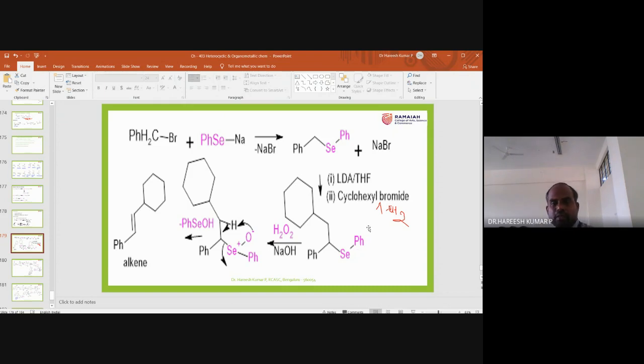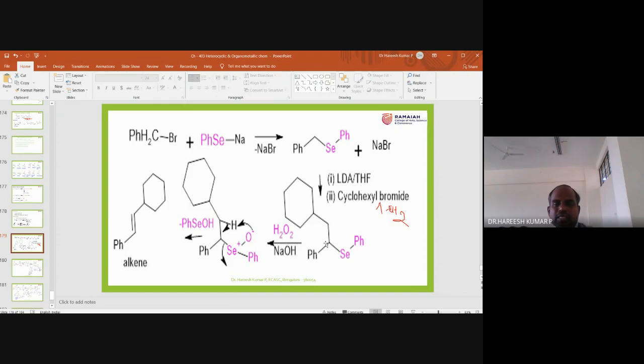So what will happen here? Look here. Cyclohexyl means C6H11 CH2Br. To that CH2, this anion part is attacking, forming a compound like this. Once there is a formation of a compound like this, what is the name of this compound? This is a phenyl selenide. Okay, right. When this is oxidized using sodium peroxide, where can you get the sodium peroxide? The combination of hydrogen peroxide and sodium hydroxide is called sodium peroxide. Okay.